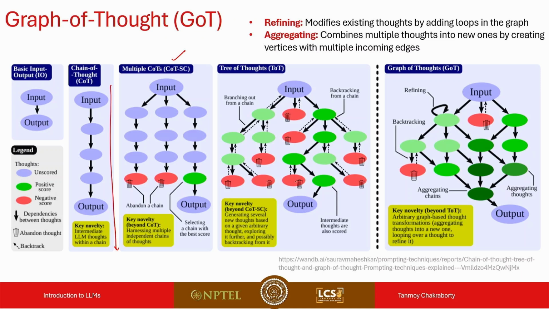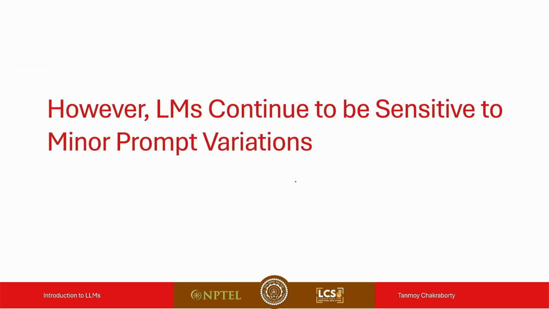And you can score each of these thoughts, and then graph of thoughts, all these thoughts are connected, okay? And these are some of the advanced prompting techniques that people use. So far we have seen these models can take multiple types of prompts, but as I mentioned earlier, they are highly sensitive to prompts, right? If you change prompts here and there, you will see the output of the models will change drastically.